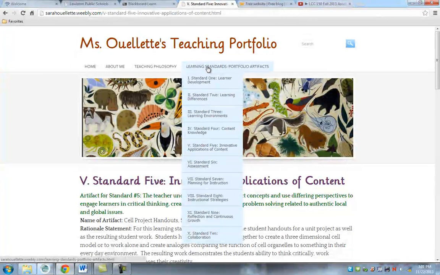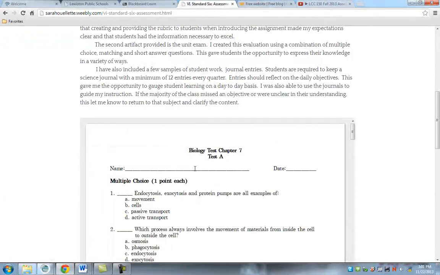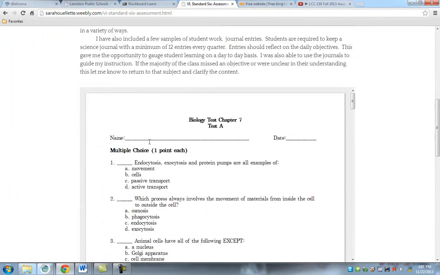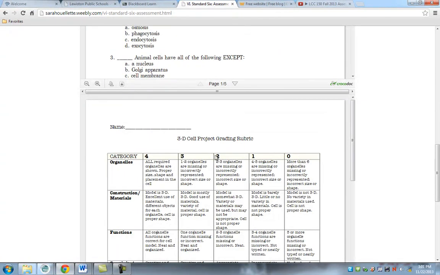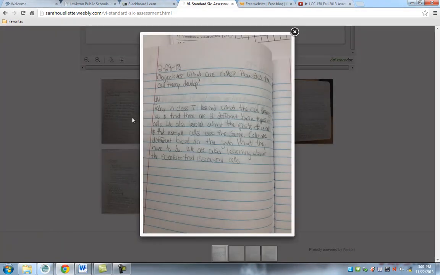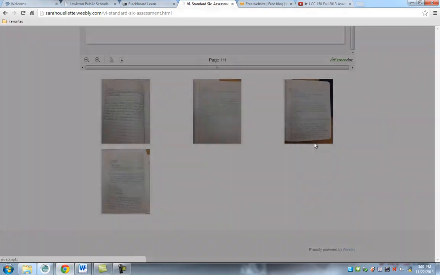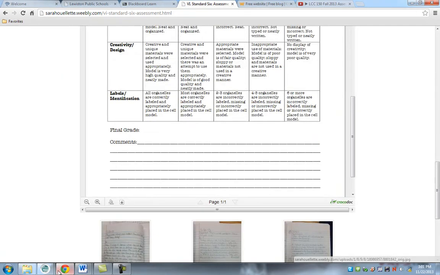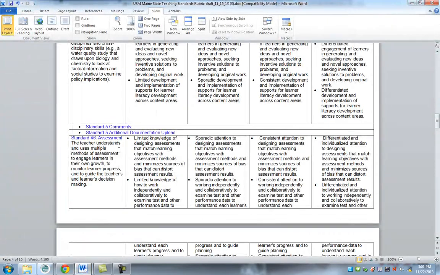Let's look at standard 6 for assessment. This is what she did. She taught science, so she had a biology test that she wrote. I personally am not crazy about multiple choice, but if she's in a classroom that has to use that, those are the limitations, but we hope that you don't use that. She has a grading rubric for her cell project, and she has some examples here of student work in journals and so on. So that's great. She took a lot of pictures. It's very easy to take pictures and just put them online now. So this is what you can do. That's an example of Sarah's work, as well as what she reached for Standard 6 assessment.